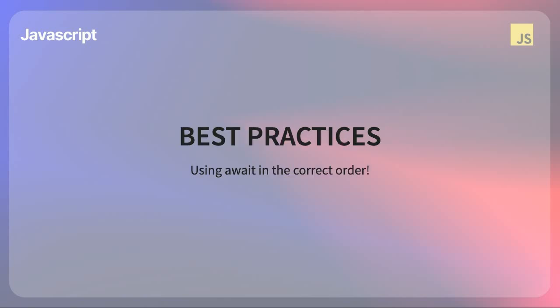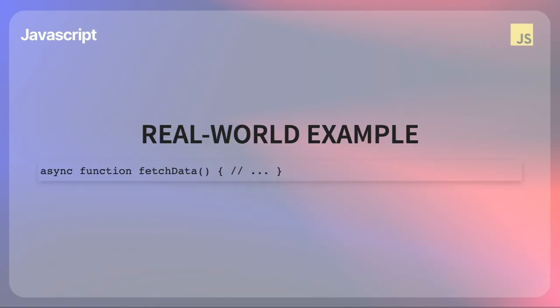So what are some best practices for using async/await? Well, one thing is to use await in the correct order. Let's take a look at a real-world example of using async/await. We'll build a function that fetches user data from an API.